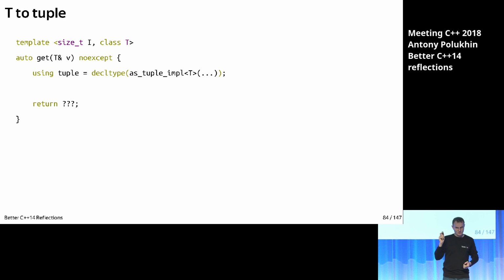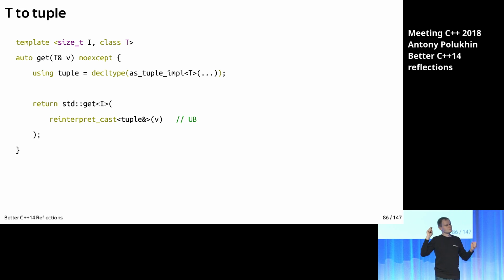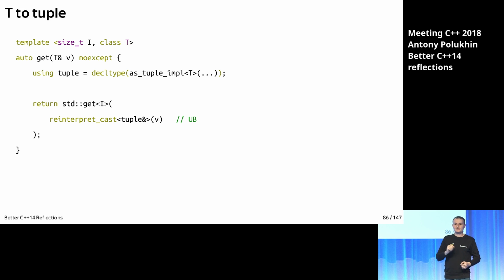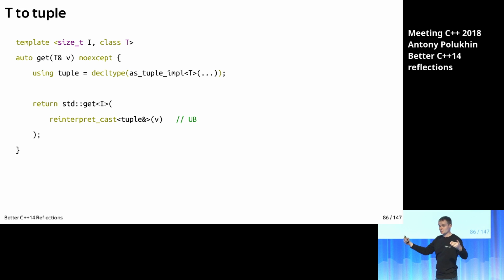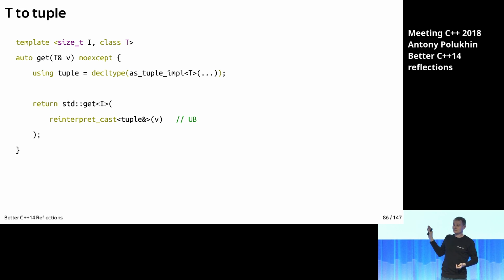First solution, the ugly one. We've got a reinterpret cast here, and we're reinterpret casting two unrelated types. We reinterpret cast user-provided type to some tuple that has the same layout as the user-provided type. Well, it's not a nice solution because that's undefined behavior. There are some platform-specific workarounds to make this stuff work. They kind of work, but it's still not really nice. There is a better way to do that.